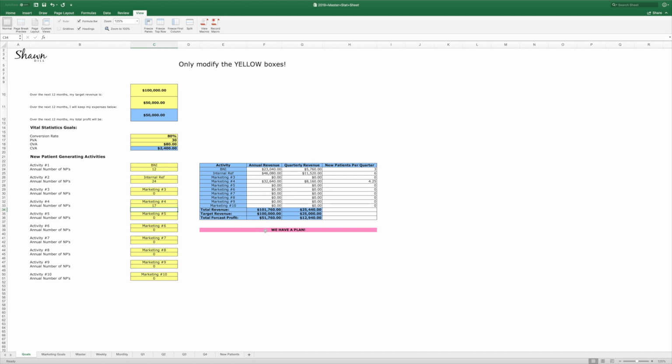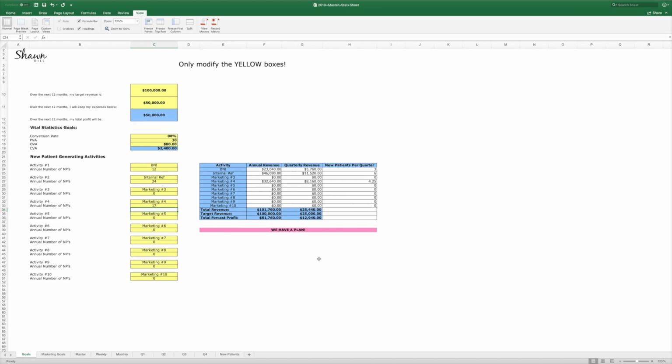The other thing is now you can see how many new patients you need per quarter. So every quarter you should be revisiting your plan to make sure you can reach your goals. If in quarter 1 you didn't get the amount of new patients that were necessary to get there, you need to up your game to get them in quarter 2. That is how you use the Goals tab.